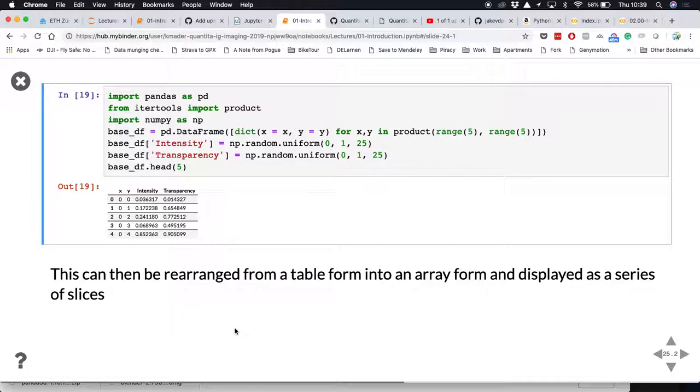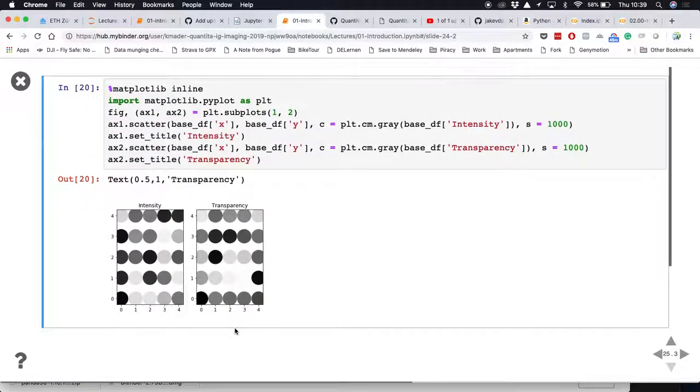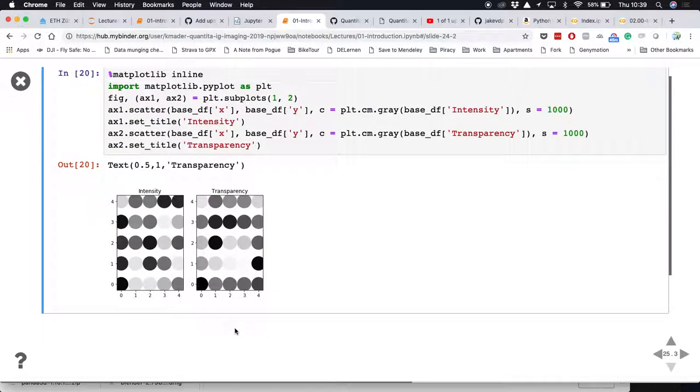And here we have an example where you can see an image that has intensity and transparency. You might get measurements like this from a certain device where you can then start to show them and say, we have one intensity image and one transparency image. So at each point, we know what the intensity is and we know what the transparency is.